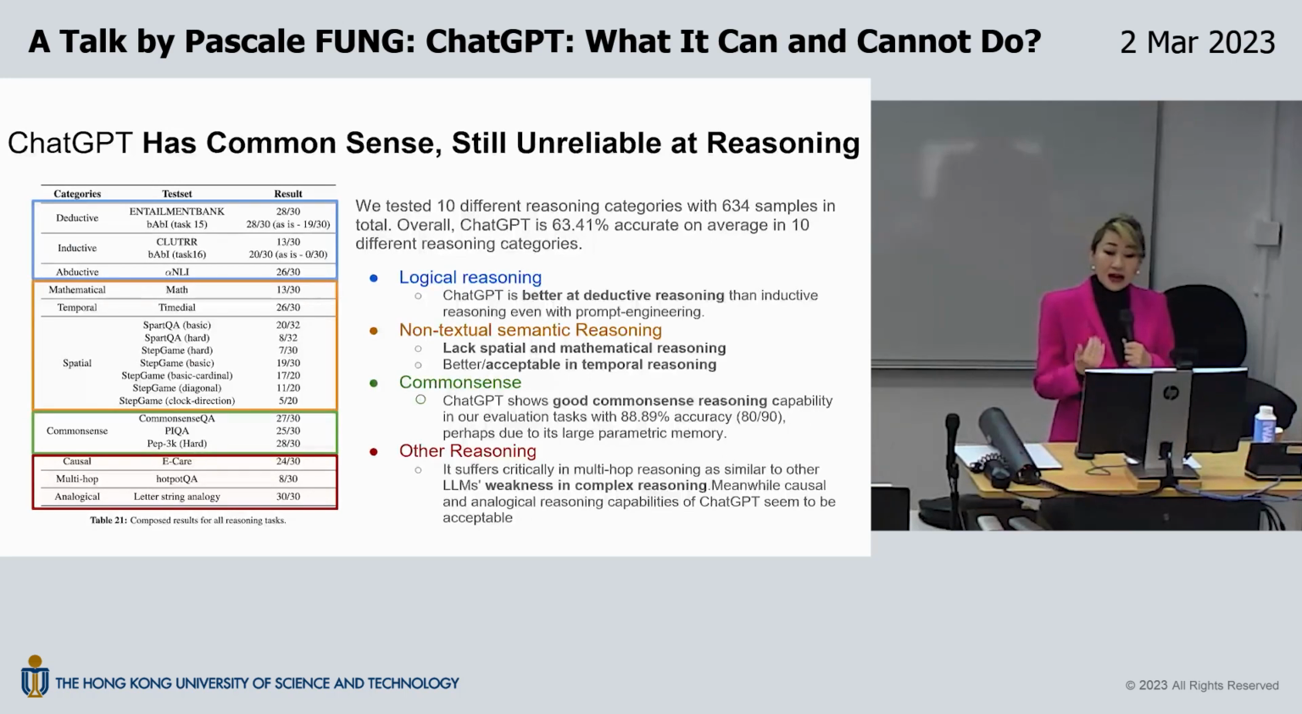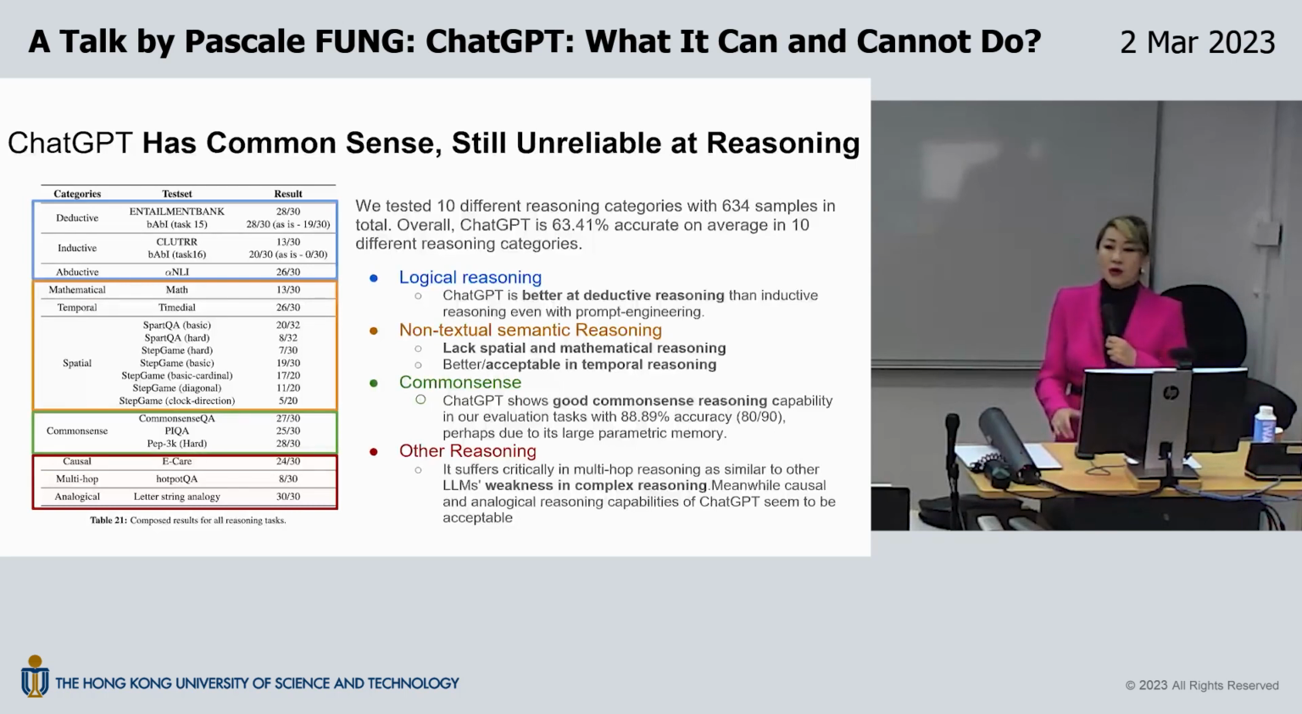But if it's inductive reasoning, meaning it has to be based on knowledge somewhere else, right? Then it doesn't do a good job at all. So ChatGPT is basically a very lazy reasoner, meaning that if you want it to perform a task, you better give the premises and the assumptions in the instruction to ChatGPT. Okay, and obviously it lacks spatial and mathematical reasoning.